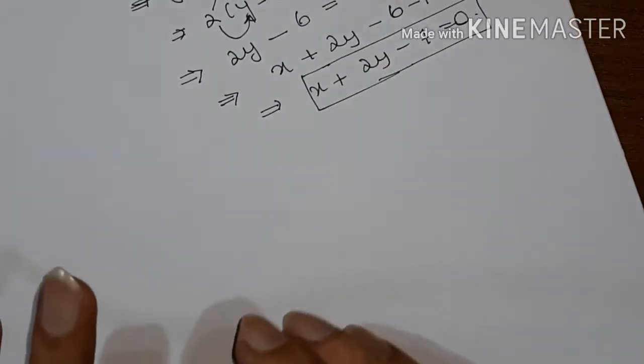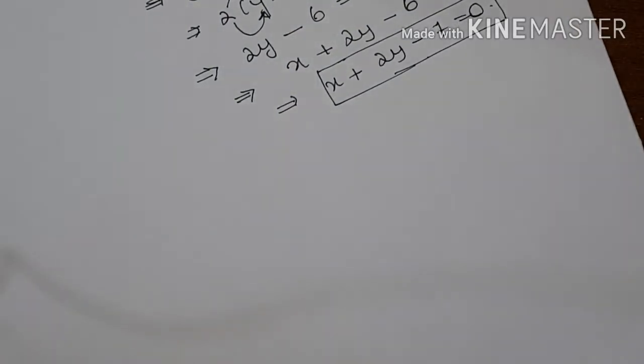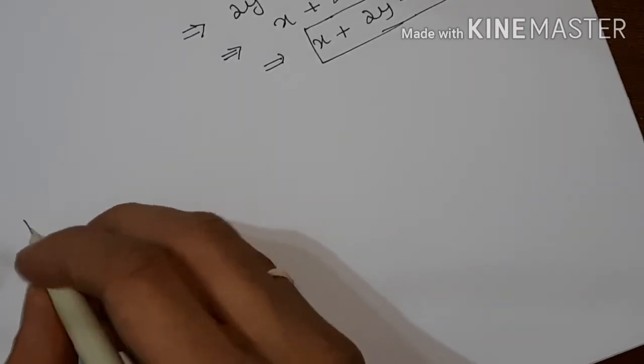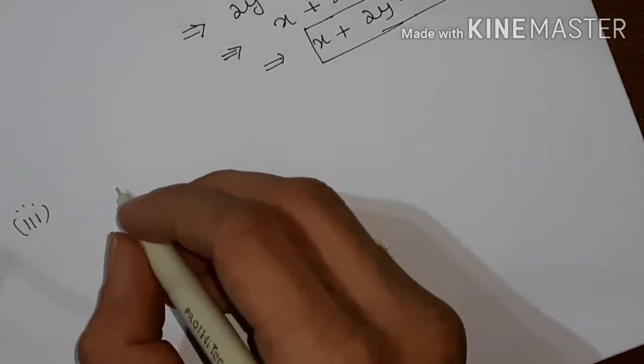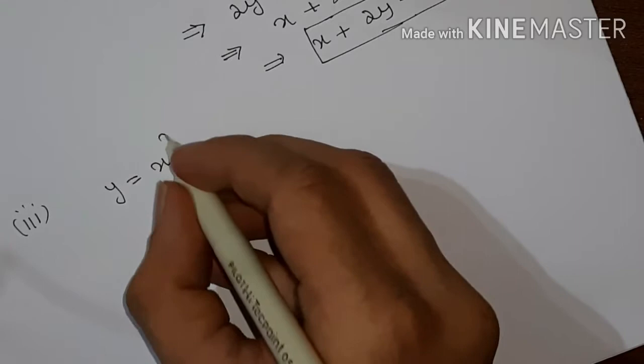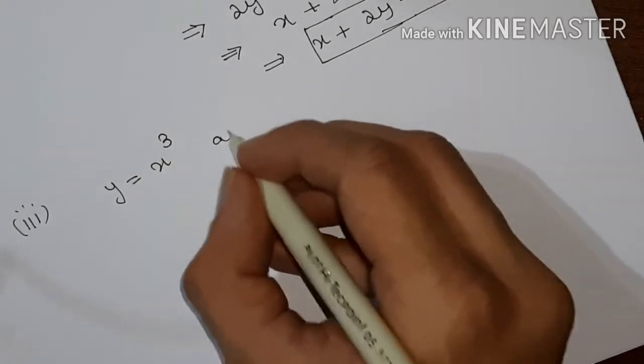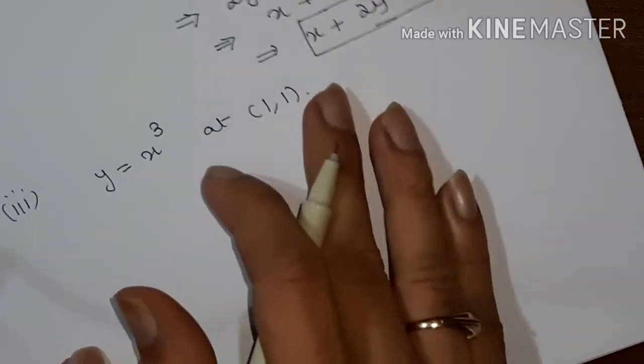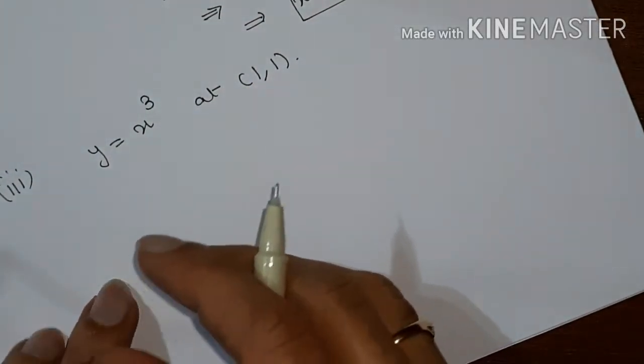Now that was the second problem. Now let us go to the third one. The third one is y equal to x cube, at the point (1, 1). This is the function which is given to you.